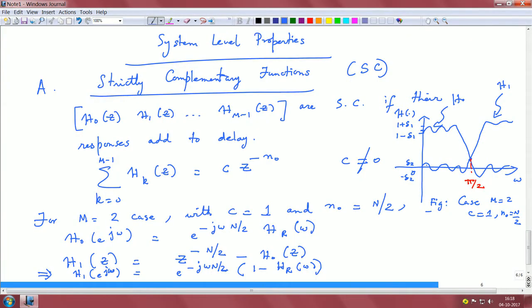So, in general, for strictly complementary functions, the sum of the filter responses should add up to a delay with a scale factor of c, and in the special case when M equals 2, and if you choose c equals 1, the gain is 1, with some preset delay, it boils down to what we are familiar with, the quadrature kind of case. At pi by 2 basically there is an overlap, they intersect.